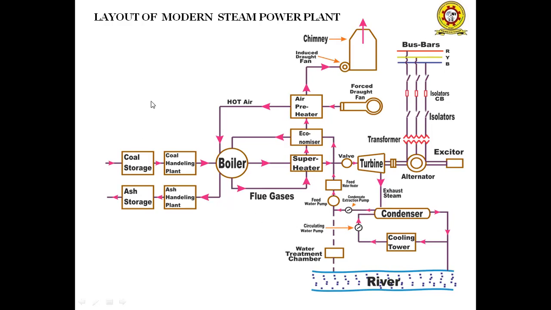So the process of the modern steam power plant is this: the main components are the boiler, turbine and generator. From the boiler, the steam is generated. For the generation of the steam, we need a fuel for combustion. The fuel used here is coal, that is a solid fuel. The coal is collected from the mines and stored in the coal storage. From the coal storage, the coal enters into the coal handling plant. In the coal handling plant, the coal is pulverized, meaning it is converted into fine particles. The fine particle coal is entered into the boiler.